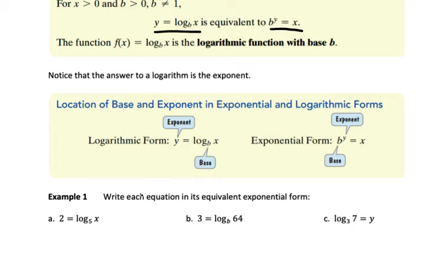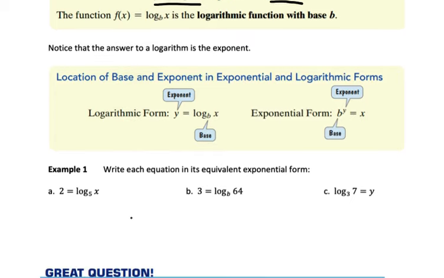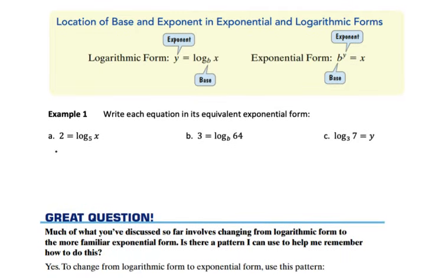So we're going to look at example 1. We want to write each equation in its equivalent exponential form. The first one is 2 equals log base 5 of x. So 5 is the base, that's where I want to start. And then the exponent is 2, that's the answer to the logarithm. So it's 5 to the second power equals x.